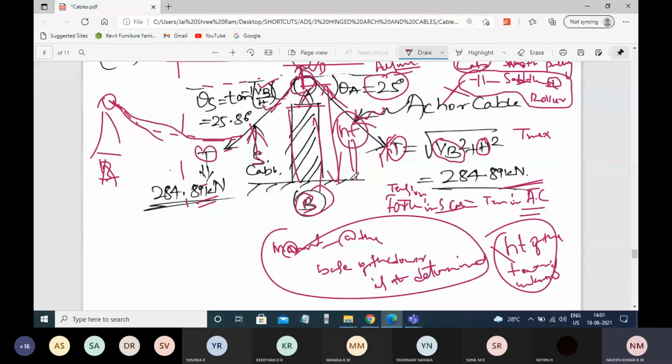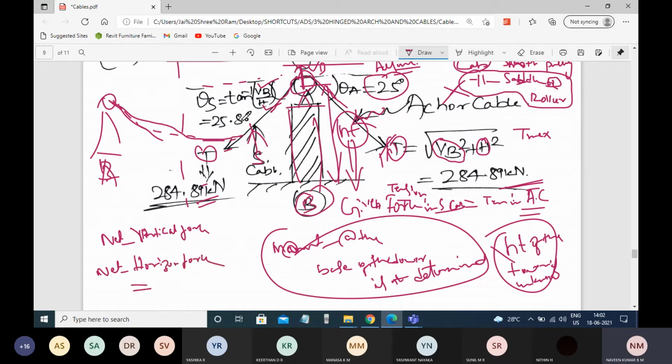If this is given, then you can easily find the height of the tower. So how to find the height of the tower? You need to consider the sum of vertical forces, net vertical forces, and net horizontal forces. So net horizontal forces over here.